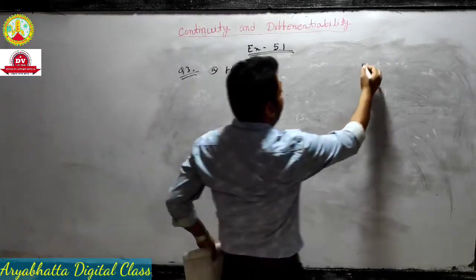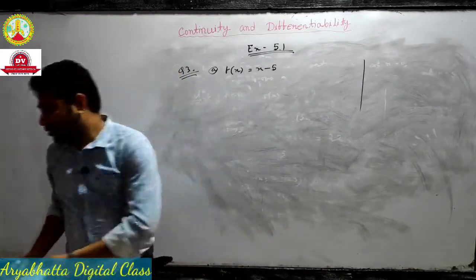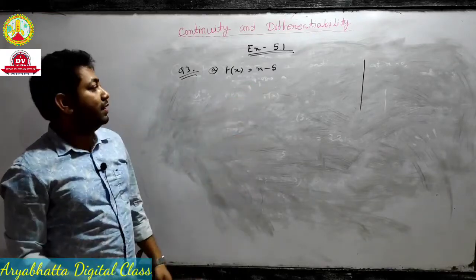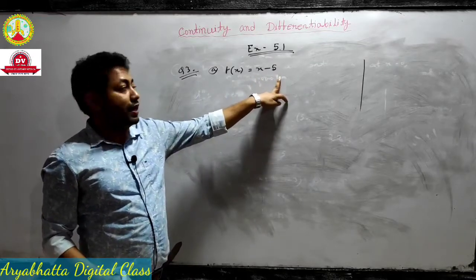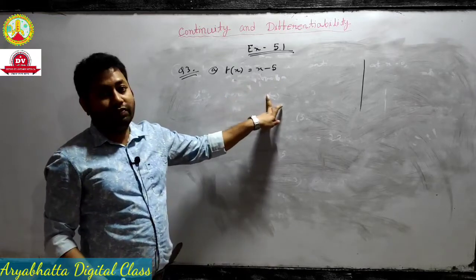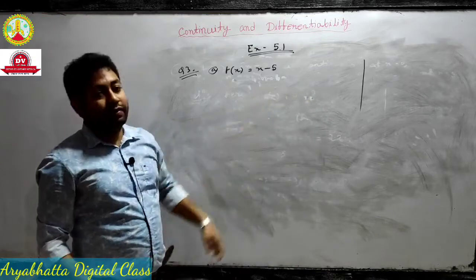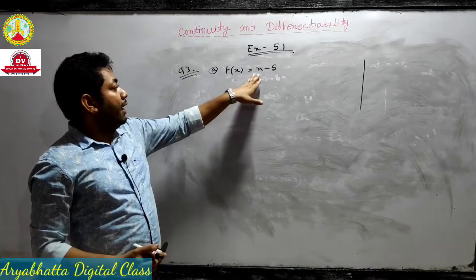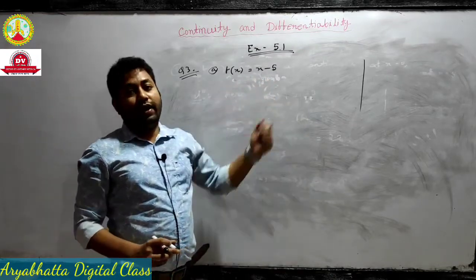Already we know that polynomial function is continuous everywhere. This function x minus 5 is a polynomial function. Therefore, this function is continuous at all points of x. We know that polynomial function is continuous everywhere, since x minus 5 is a polynomial function. Therefore, f of x is continuous at all points of x.